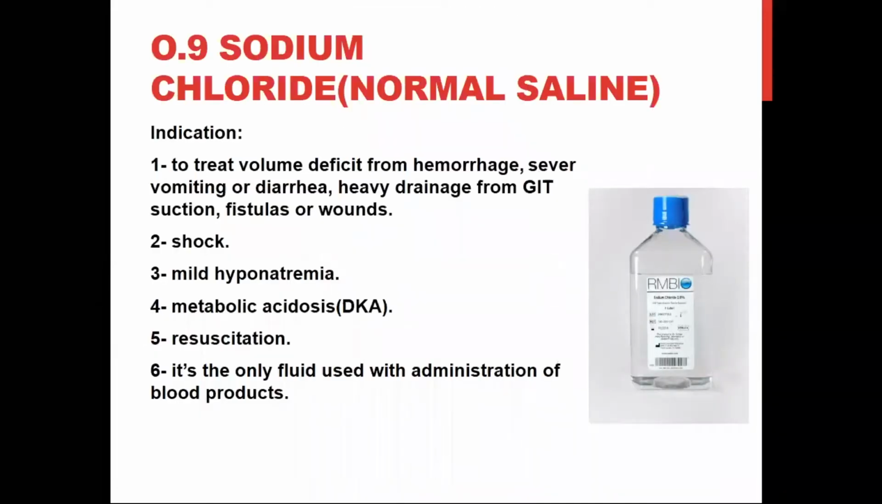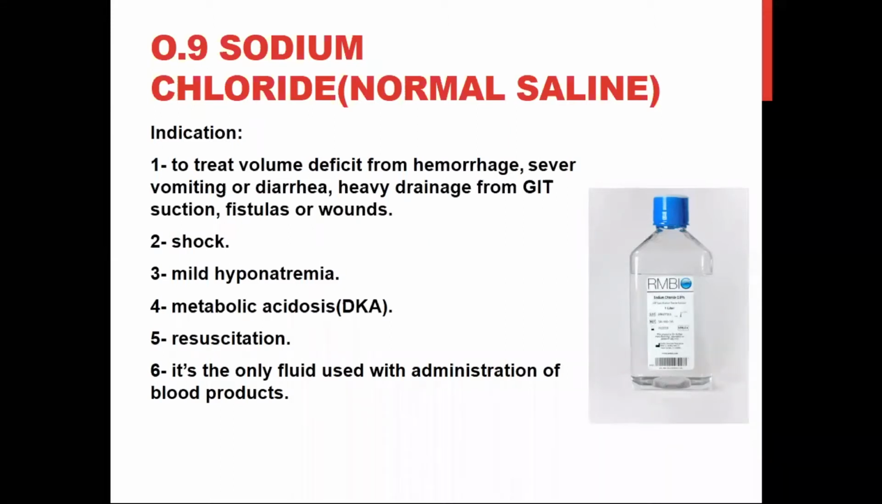نجي the first one اللي هو most famous one is normal saline. تمام. اللي هو 0.9 صوديوم كلورايد، يعني ماء وملح. Indication of uses of normal saline. First one, to treat volume deficit from hemorrhage, severe vomiting or diarrhea, or heavy drainage from the GIT sections, يعني drain وعندهم fistulae or wounds. The second indication, shock state, hypovolemic shock state.